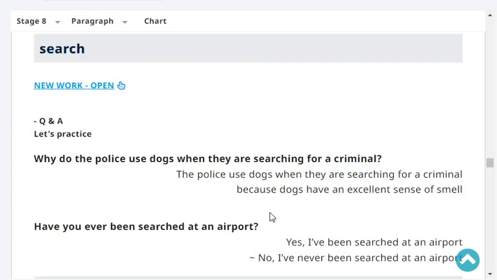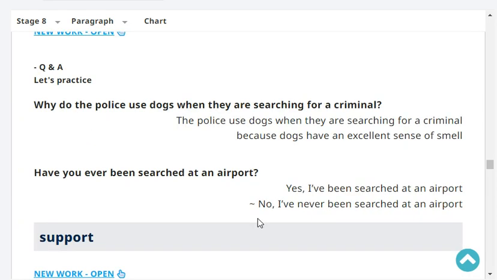Very good. Why do the police use dogs when they are searching for a criminal? The police use dogs when they are searching for a criminal because dogs have an excellent smell. Very good. Have you ever been searched at an airport?